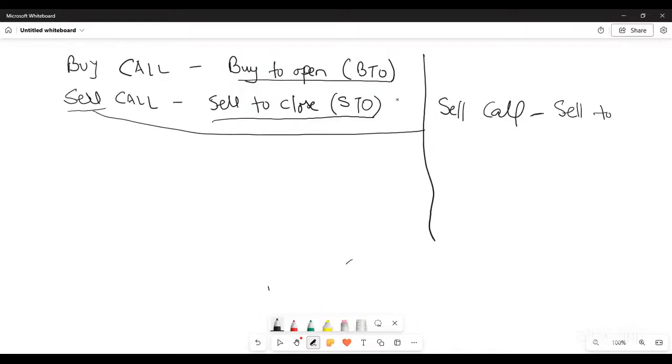Okay, understood. Thank you for that. The sell to close, isn't it supposed to be STC? Oh, sorry. Yes, you're right. Also, sell to open is kind of shorting, right? Yes, exactly. We are selling a call. Got it. So, yes, STC.